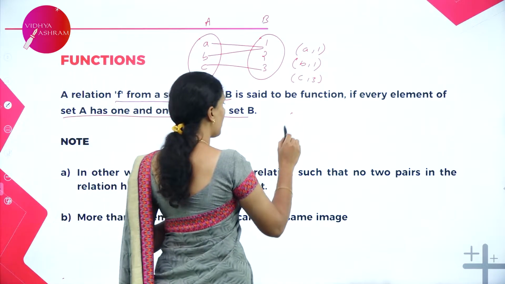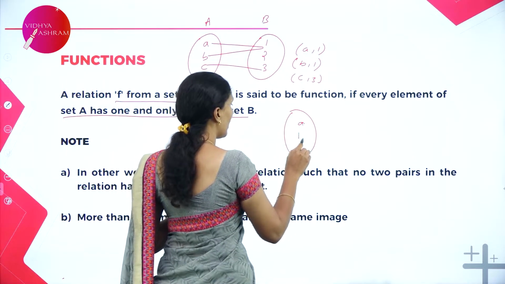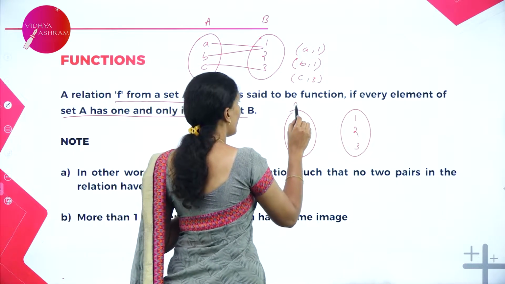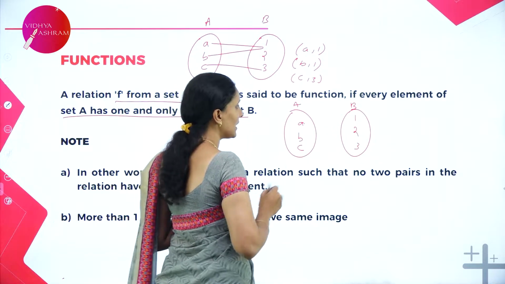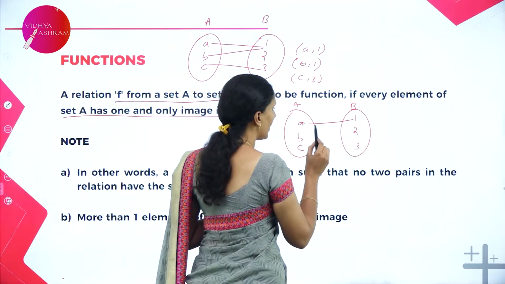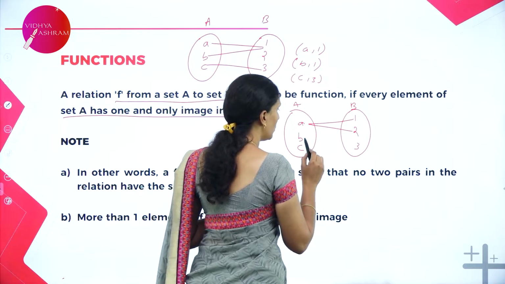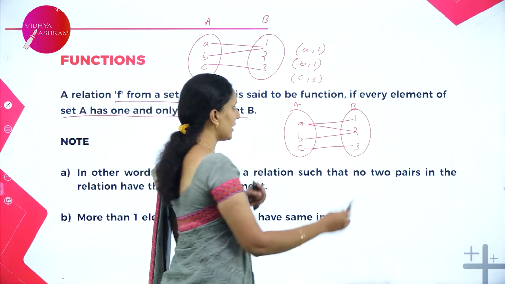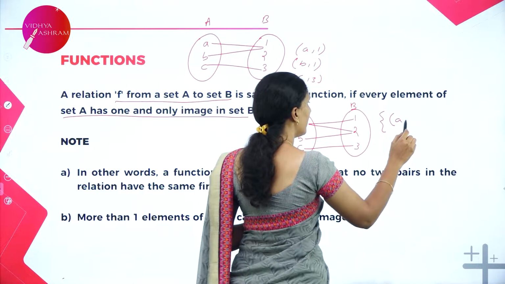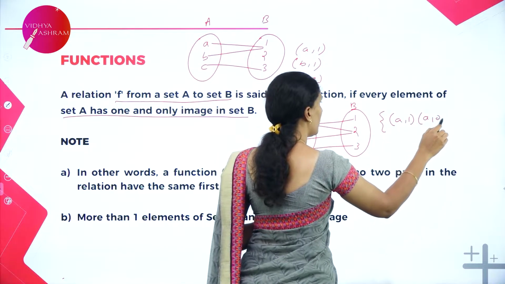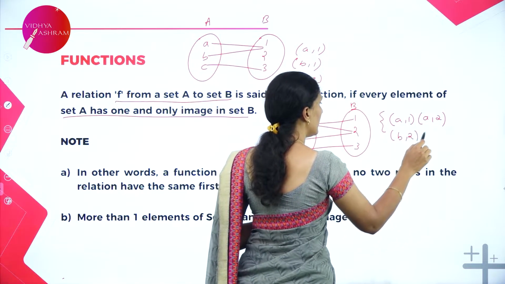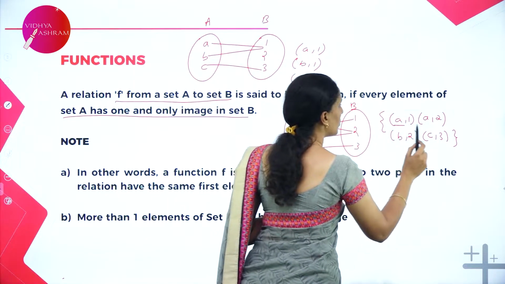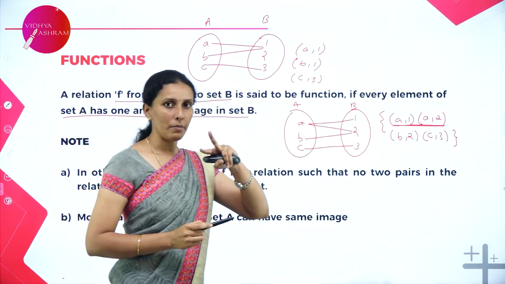I'll take one more example. I'll take the same set a, b, c and here I'll take the set as 1, 2, 3. So when I relate all the elements in set A in this form, that is a is related to 1, a is related to 2, b is related to 2, c is related to 3. When I write this set in roster form, we have (a, 1), (a, 2), (b, 2), (c, 3). This is the set we will get. But clearly observe the first two elements here. a has two images here.